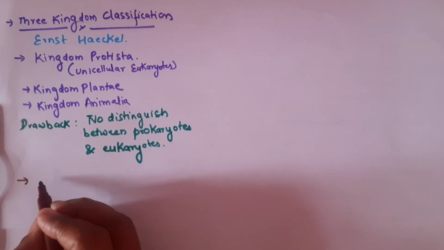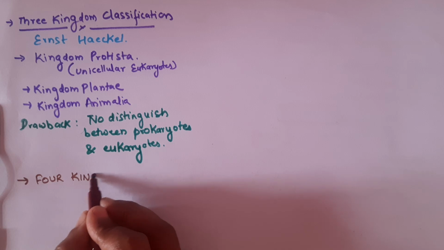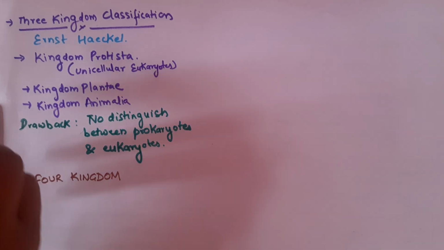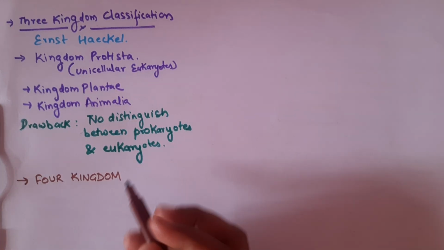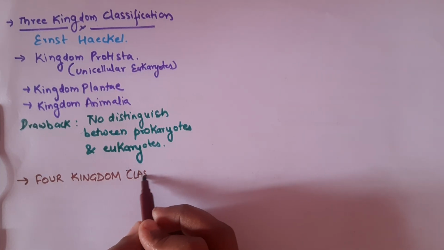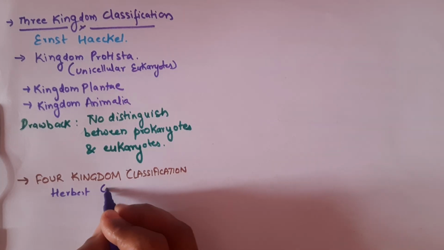So then we move on to the four kingdom classification, because still the classification is not adequate. From the two we moved on to the three kingdom system. Basically kingdom Plantae and kingdom Animalia were there, so another kingdom, Protista, was added. So now there are three kingdoms. Now let's move on to the four kingdom classification. This classification system was proposed by Herbert Copeland. Who proposed it? Herbert Copeland.